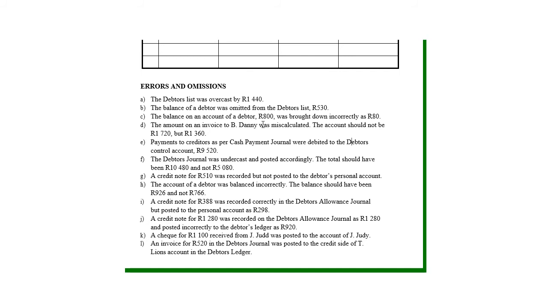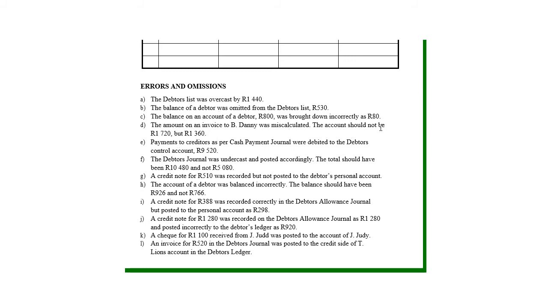The amount on an invoice for Danny was miscalculated. So if the invoice was wrong, it means the amount that we put on the debtor's journal would be wrong, which means the total of the journal would be wrong, and that would mean that the debtor's control account would be wrong. But also because it's incorrect on the invoice for Danny itself, it would also be wrong on his account. So both the list and the control account would be wrong in this case.